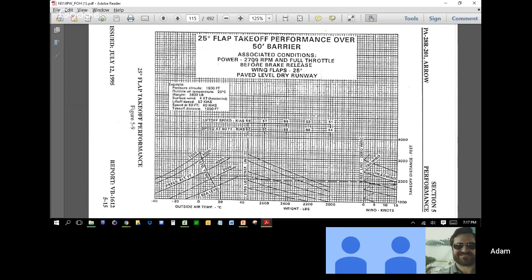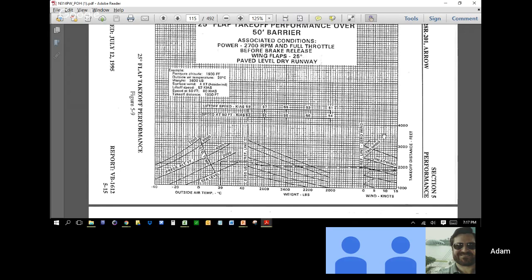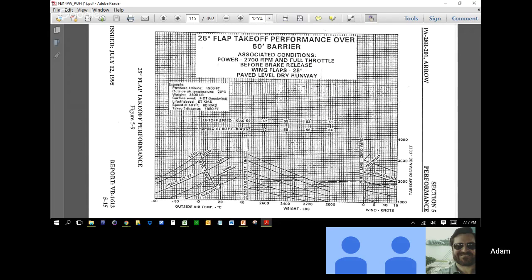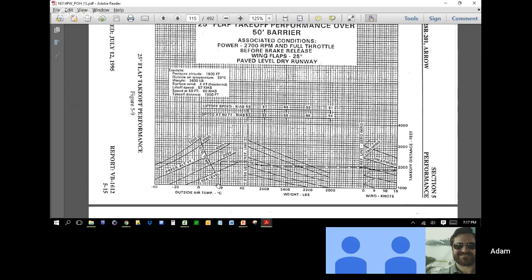that take. And so you can see the conditions here are 2,700 RPM, wing flaps 25, paved level dry runway. And this particular chart, to your point, Chris, takes wind into account. So it takes a bunch of parameters into account. This particular chart isn't even a max gross weight chart. This allows you to vary your weight.